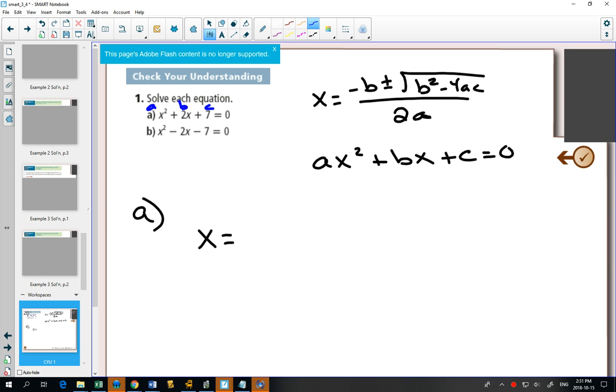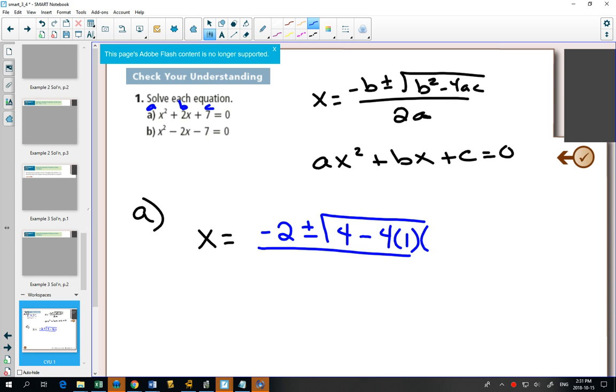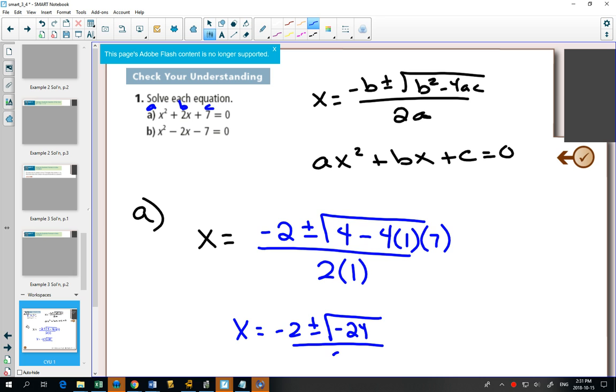So using the quadratic formula, negative b plus or minus the square root of b squared, which would be 4, minus 4 times a, which is 1, times c, which is 7, over 2 times a. From here, we simplify it a little bit further. So simplify inside the square root. You're going to get 4 minus 28, which is negative 24. 2 times 1 is 2.